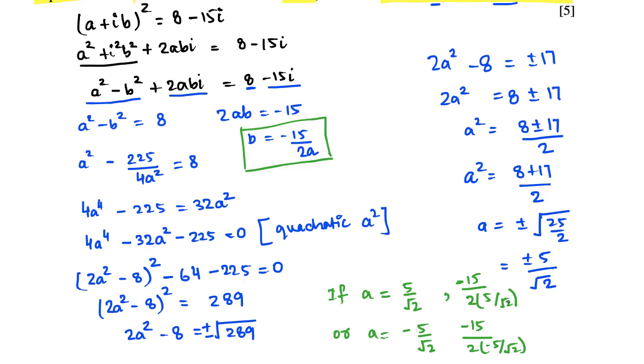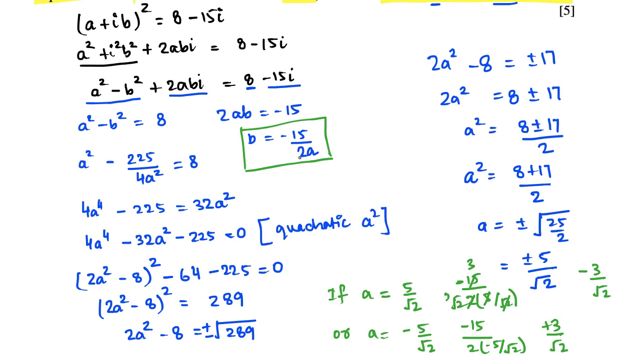We can cancel this out. This root 2 cancels with this 2 and will give us root 2. This 5 cancels with 15 to give 3. So over here we'll get negative 3 divided by root 2. Over here we'll get positive 3 divided by root 2.